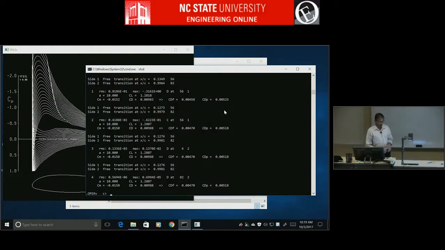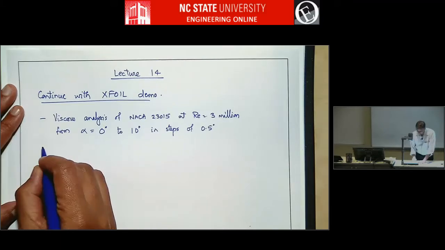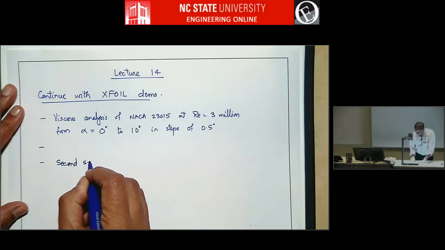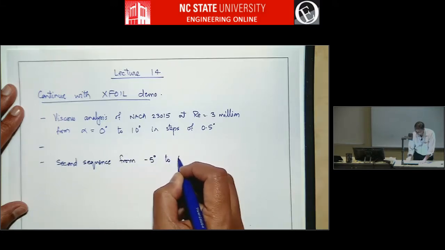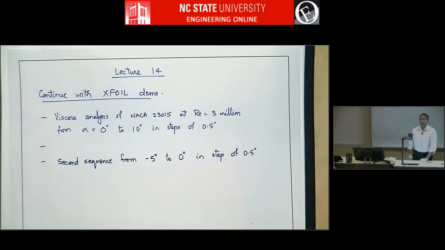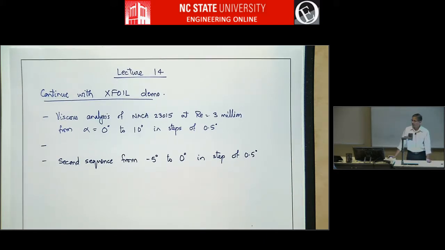Now if you want to run another sequence of angles of attack, you want to continue and do a lower range. Let's say a second sequence from -5 degrees to 0 degrees in steps of 0.5. Usually -5 is a difficult angle of attack. It's probably close to negative stall. It's going to have problems. So a better way to do this is to go from 0 to -5.